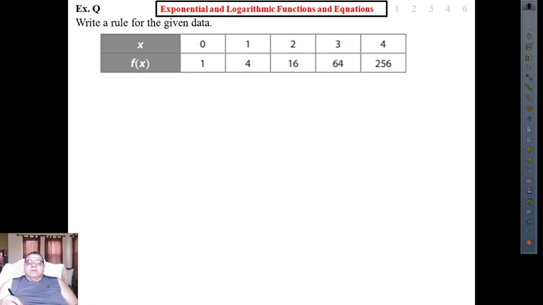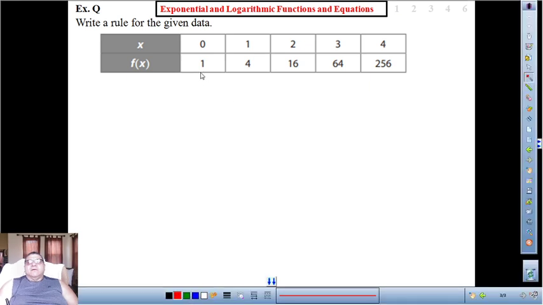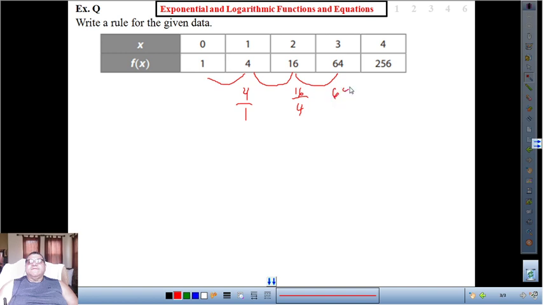So, to get started, let's see what's going on here. Now, we're going from here to here, from here to here, from here to here, from here to here. So, let me show you another way of presenting this. From here to here, I can write 4 divided by 1. From here to here is 16 divided by 4. From here to here, 64 divided by 16. And from here to here, 256 divided by 64. What am I doing? I'm taking this one divided by that, and so on and so forth.